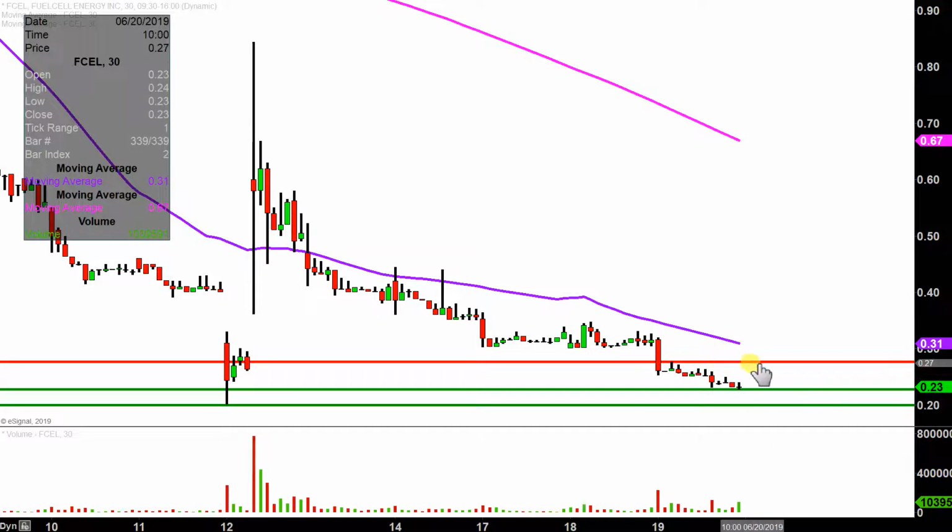But again, areas of resistance right there at 28 and then the 50-period moving average. But yeah, been pretty rough. We'll see if the bulls can try to stabilize things out or not.